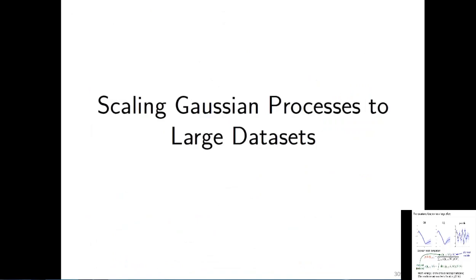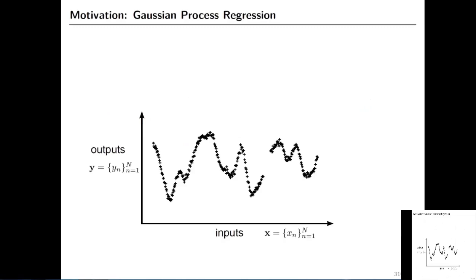Okay, so let's talk about scaling Gaussian processes to large data sets to start with. So let's go back to Gaussian process regression. And again, we've got a whole collection of inputs down here that someone's measured and corresponding outputs. And we're trying to make a prediction at some point that we've not seen before. Maybe there's a gap in our training data set. We want to figure out, well, what's going on in the middle here? And can I give back well-calibrated uncertainty estimates for that region?